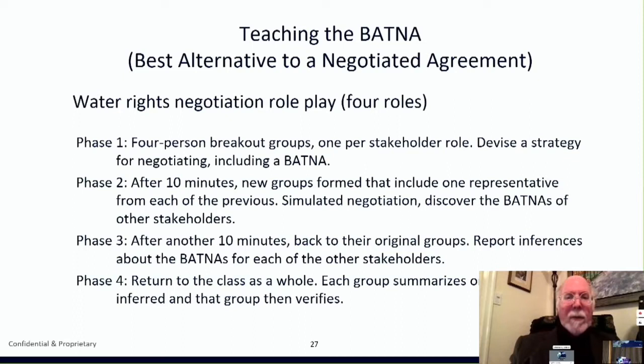Phase three, after another 10 minutes, they go back to the original group and they report what they think they learned about the BATNAs of the other groups. And finally, phase four, they go to the class as a whole, and each group is going to summarize one of the BATNAs, and the group that actually came up with the BATNA will verify whether they got it right or not.